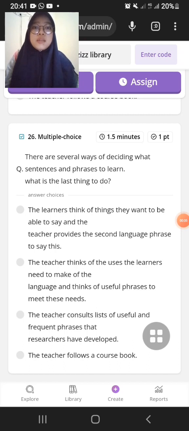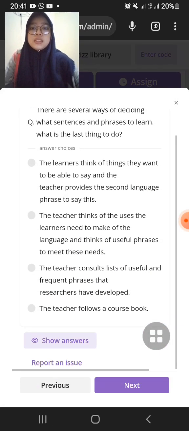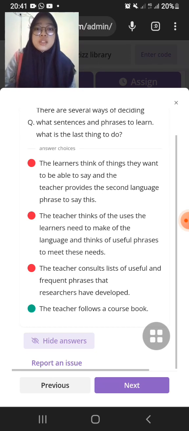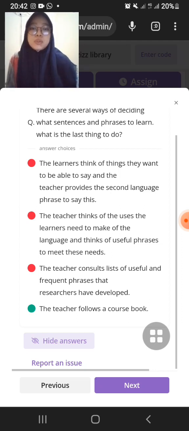26. There are several ways of deciding what sentence and phrase to learn. What is the last thing to do? The answer is the teacher follows a course book, because at the end what has to be done is for the teacher to follow a course book.